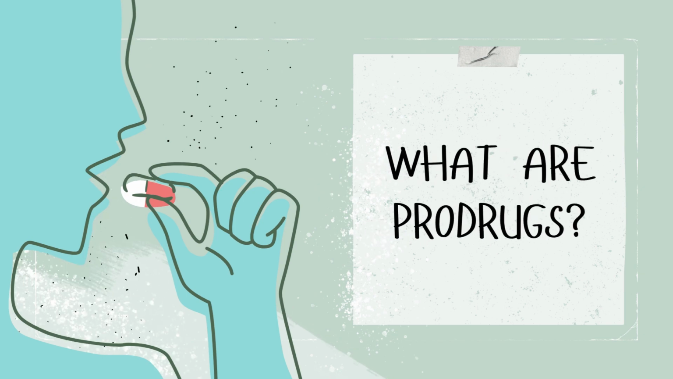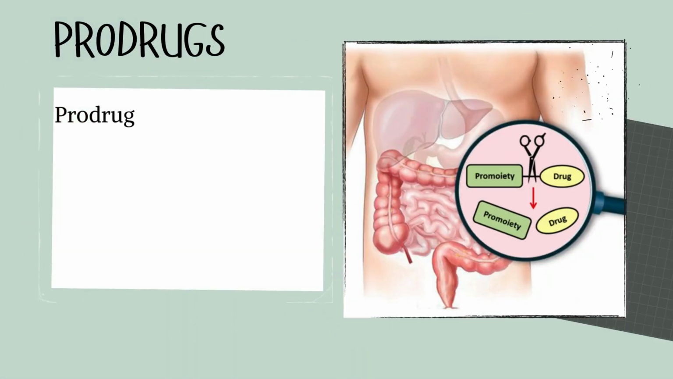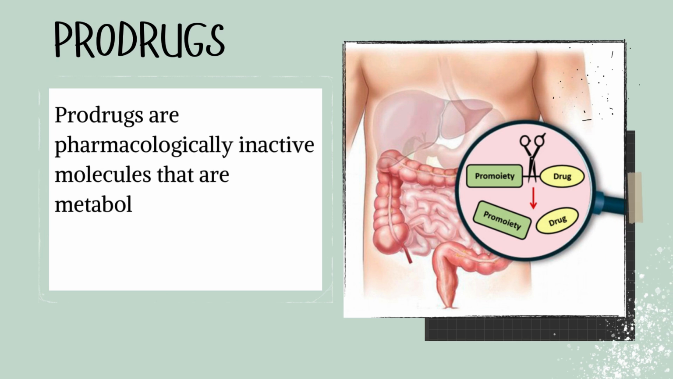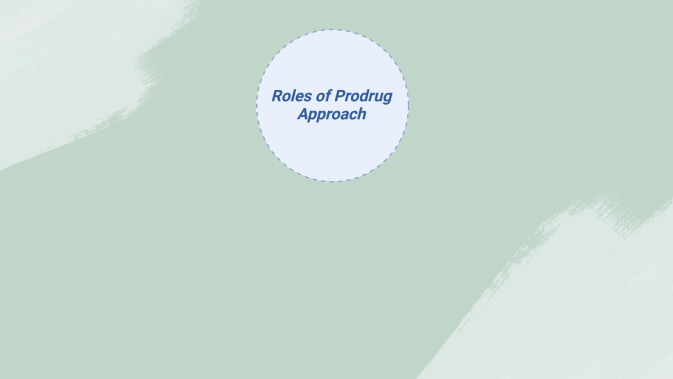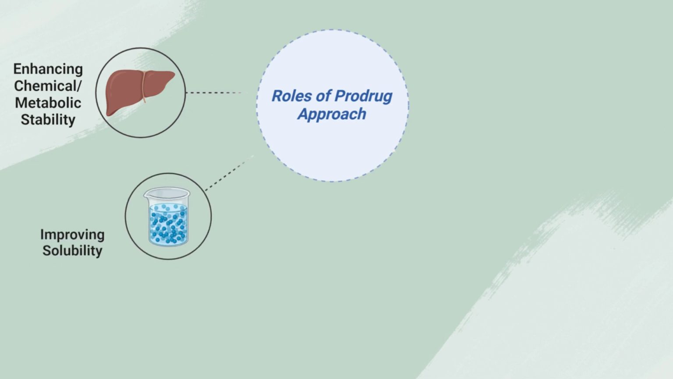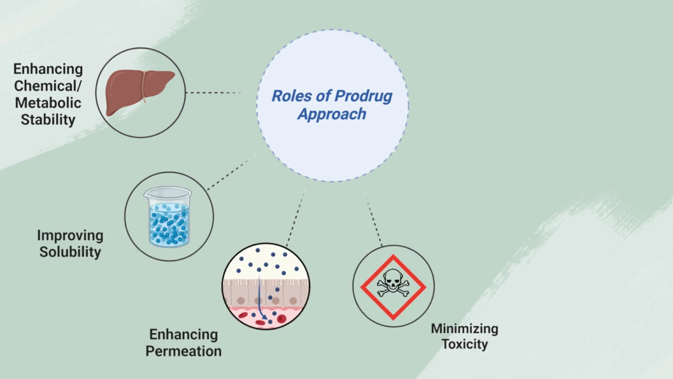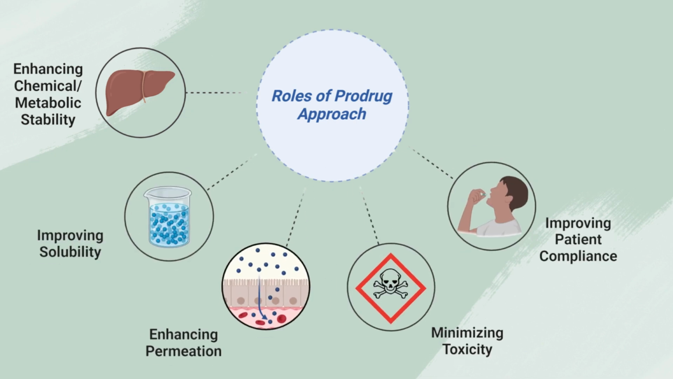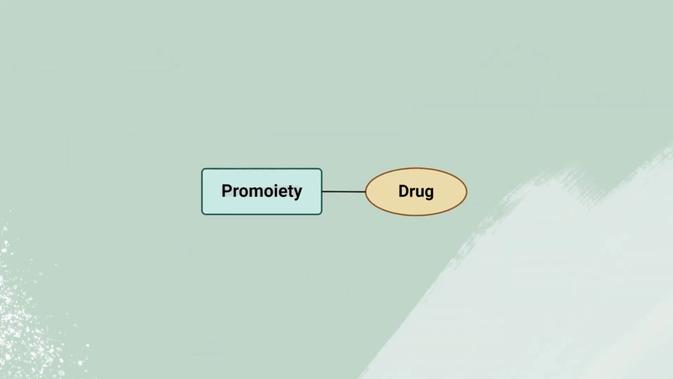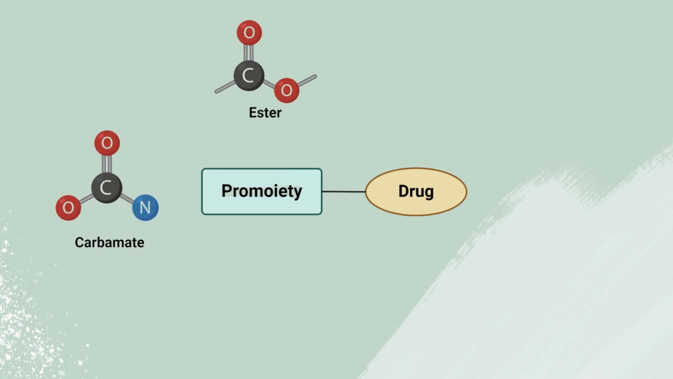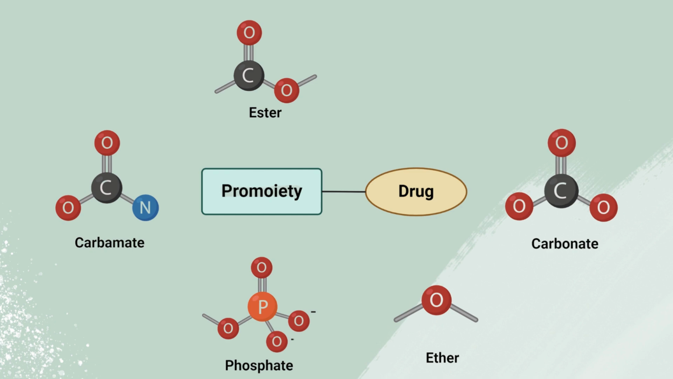Let's start by understanding the concept of prodrugs. Prodrugs are inactive compounds that rely on metabolic conversion in the body to release their active form. This approach helps improve various drug properties such as metabolic stability, solubility, permeation, minimizing toxicity, improving patient compliance, and achieving site-specific delivery. Pro-moieties are commonly attached to the active form of the drug by chemical groups such as ester, carbamate, phosphate, ether, carbonate, amide, among others.